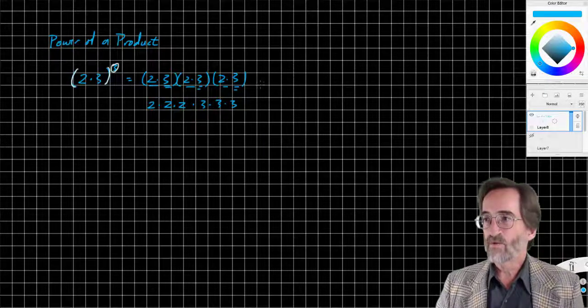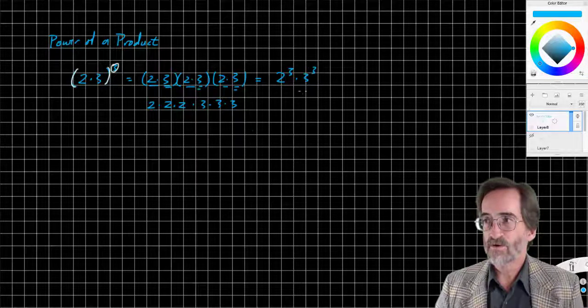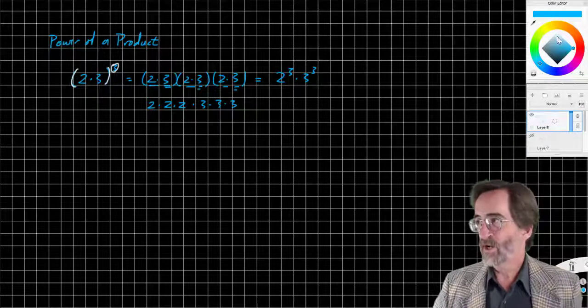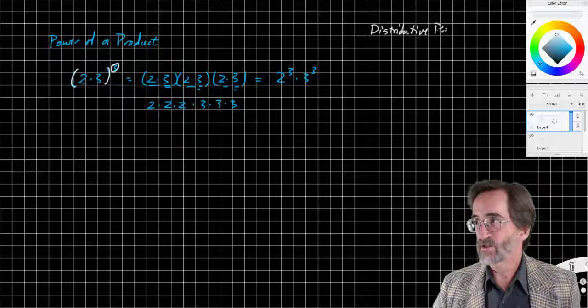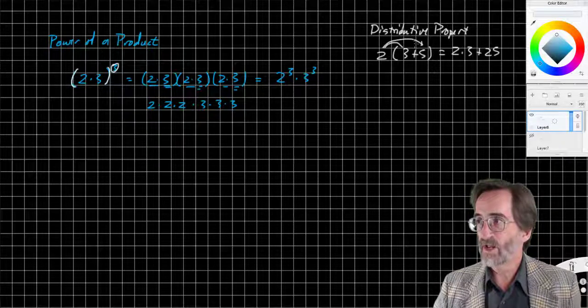And we can rewrite that with exponents as 2 to the third times 3 to the third. Okay? So notice what happens here. It kind of reminds me of the distributive property. You remember the distributive property? The distributive property says this. It says if you have like 2 times 3 plus 5, that's the same as 2 times 3 plus 2 times 5. That is, the 2 gets multiplied by the 3 and the 5.